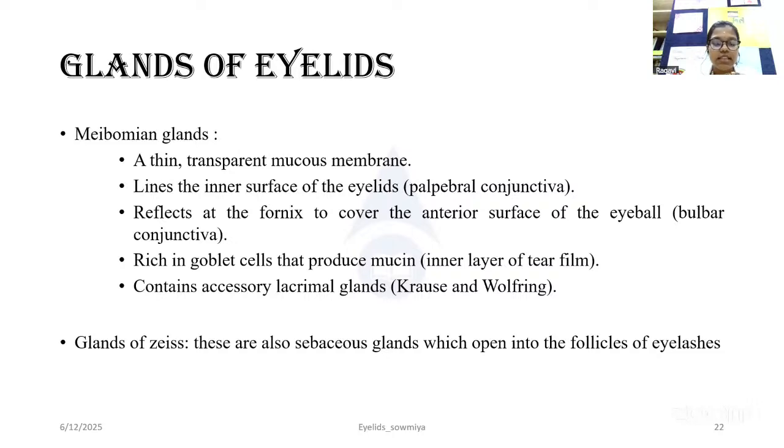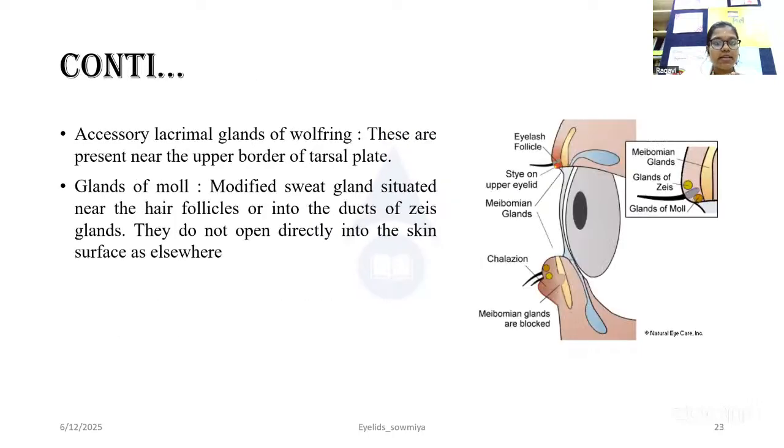Glands of Zeis. These are also sebaceous glands which open into the follicles of eyelashes. Accessory lacrimal gland of Wolfring. These are present near the upper border of the tarsal plate. Glands of Moll, modified sweat glands situated near the hair follicles or opening into the ducts of Zeis glands. They do not open directly onto the skin surface as elsewhere.